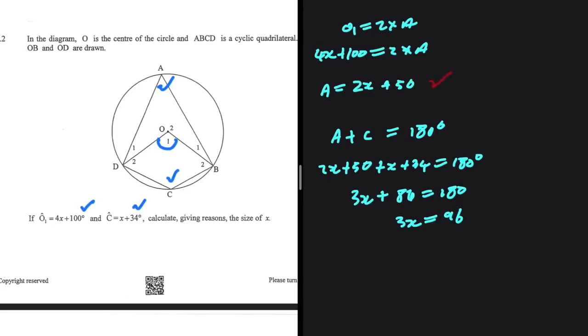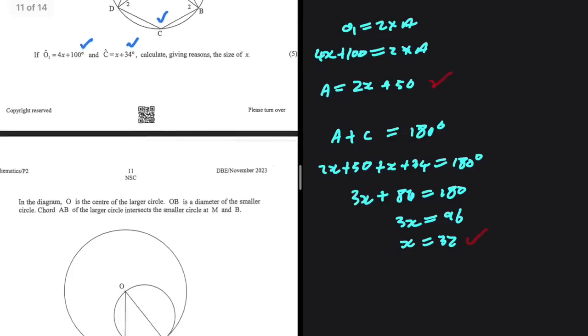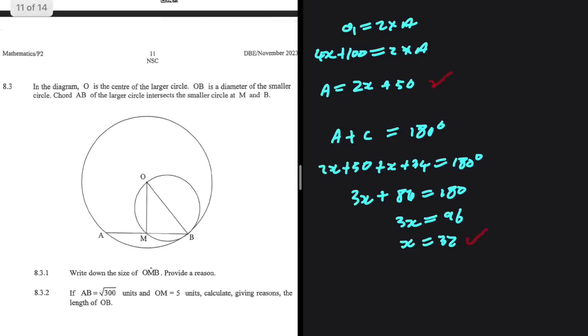But I'm not going to take any chances. I'm going to put it in my calculator and see what I get. Yeah, it is 96. And then 96 divided by 3, that is 32. So x is equal to 32 degrees. That is 8.2. Let's see if we can answer 8.3.